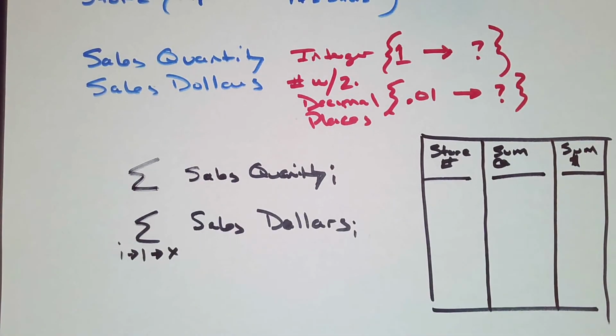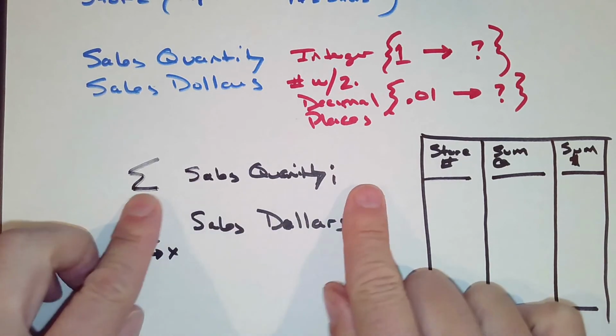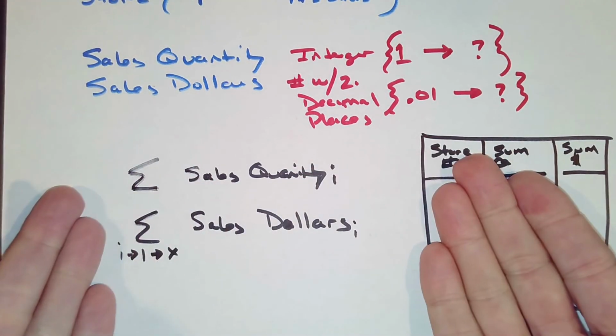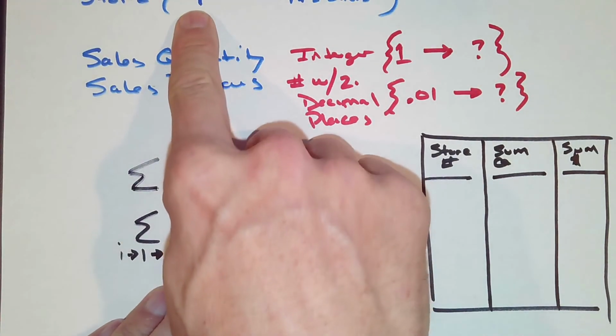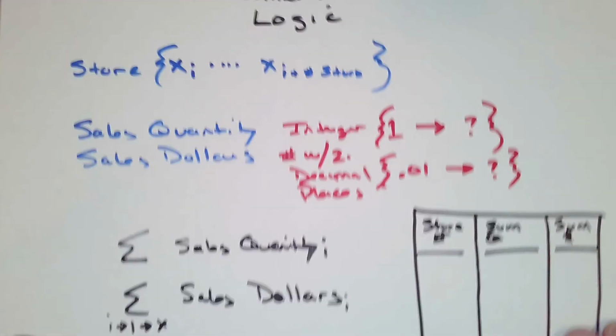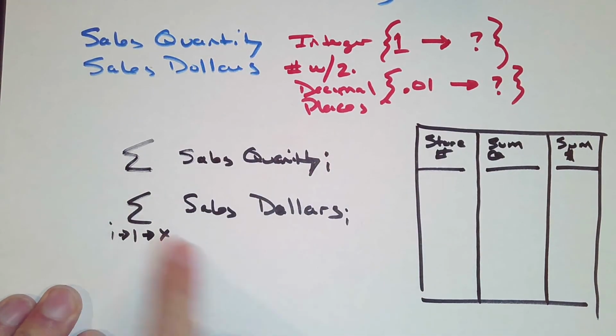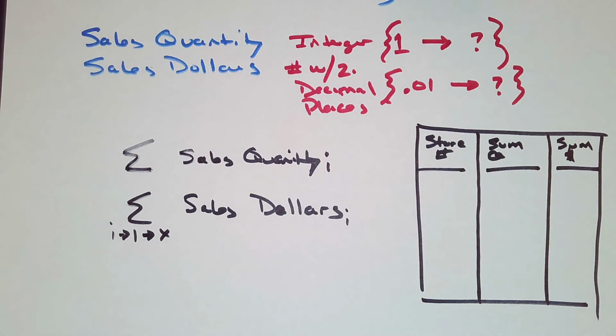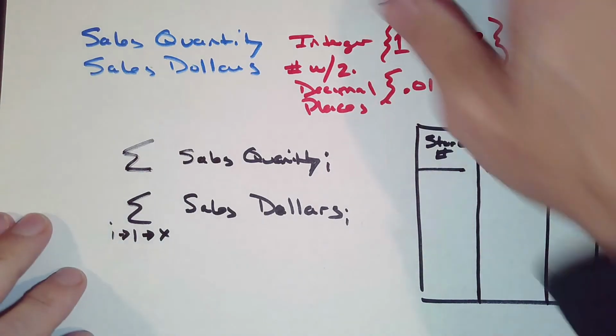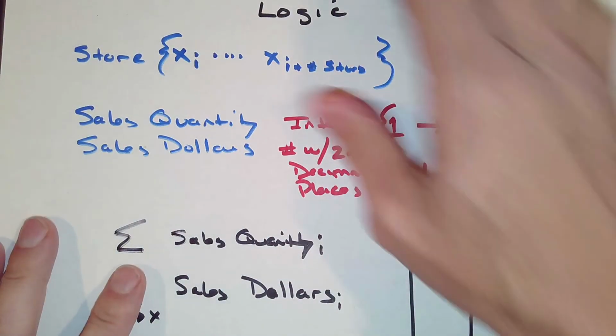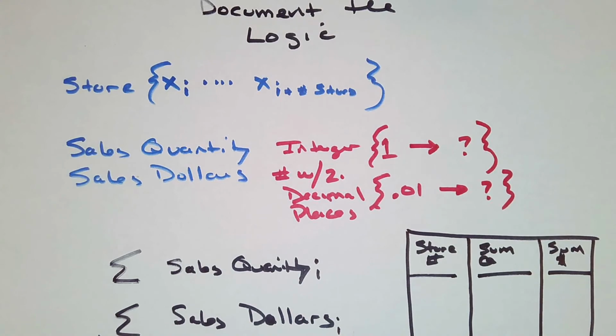That's the logic. So now I've got a formula here. I want to sum this quantity by each individual I, which is the store. And I want to do the same thing for dollars. Right? That's the logic. Now I can decide what tool I want to use to come up with the output, to come up with the answer.